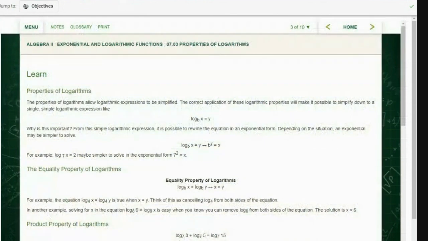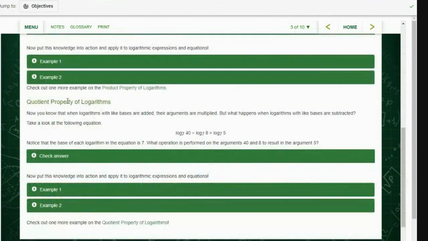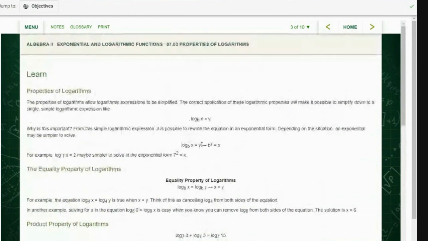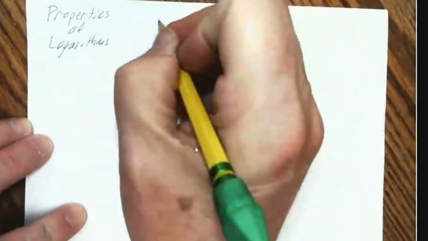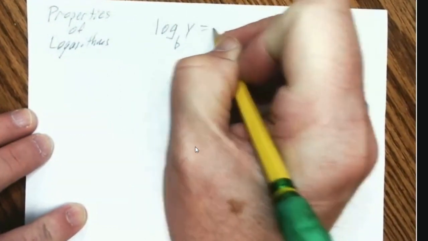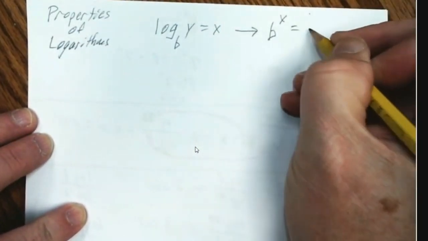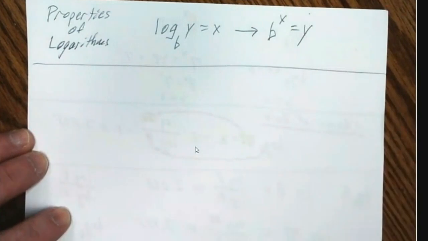All right, so we're going to get into the properties. That's the name of the lesson. Properties of logarithms. So properties: equality property, product property, quotient property, and we have a power property. So I'm going to write all those on the back of this paper so we can have them all together in one place. And we'll go over these together. So properties of logarithms. Okay, so the first thing they talk about, of course, is log base b of y equals x is the same as b to the x equals y. That's just the basic property of logarithms, how that works.